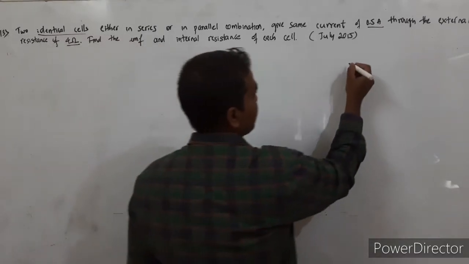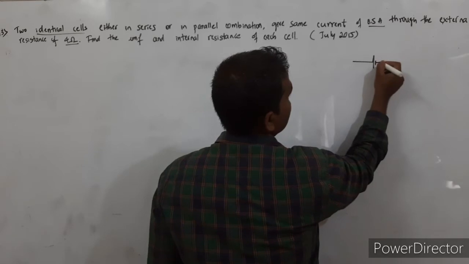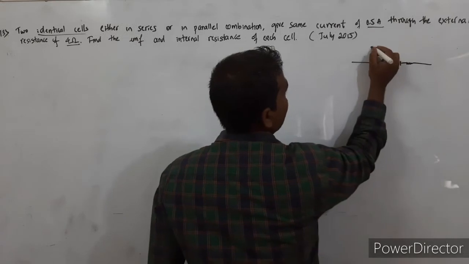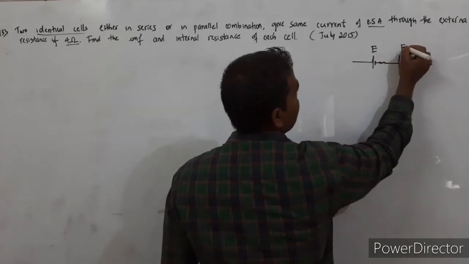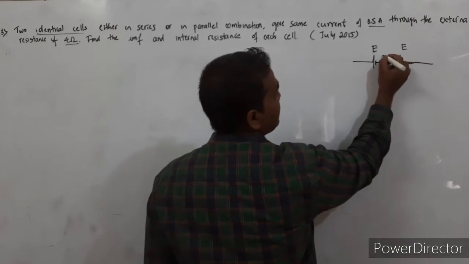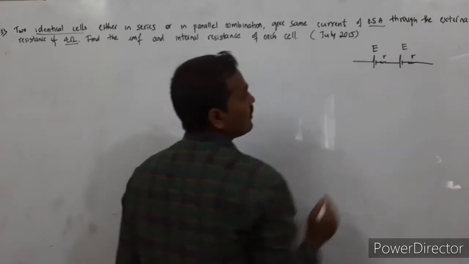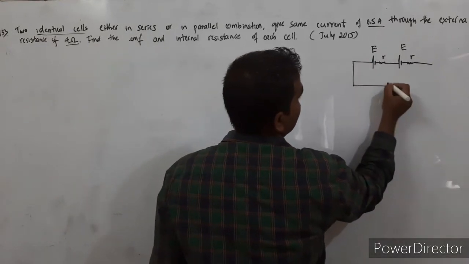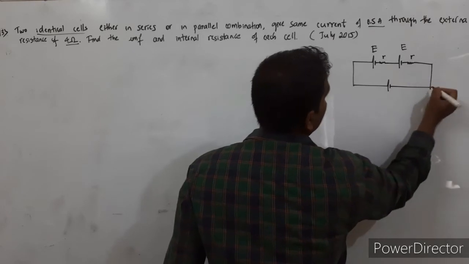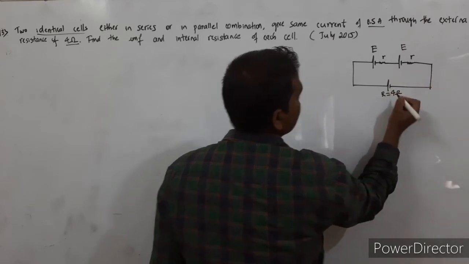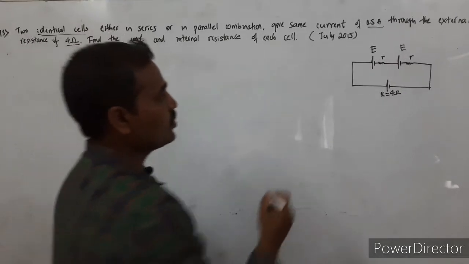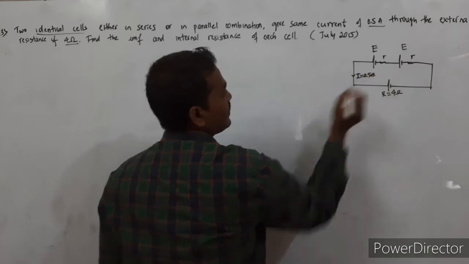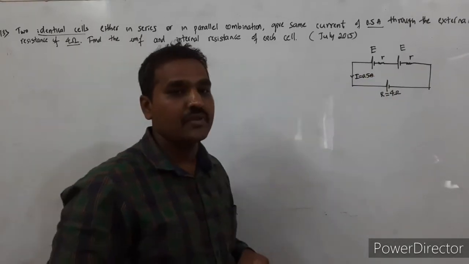Let me draw the figure here. When the cells are connected in series, let us consider the current is flowing in the same direction. The EMF of the first cell is capital E, the EMF of the second cell is also capital E. Let the internal resistance of the first cell be small r and that of the second cell also small r. It is connected to an external resistance of 4 ohm, so let it be capital R. The current flowing through the circuit is 0.5 amperes. This is the first case given.